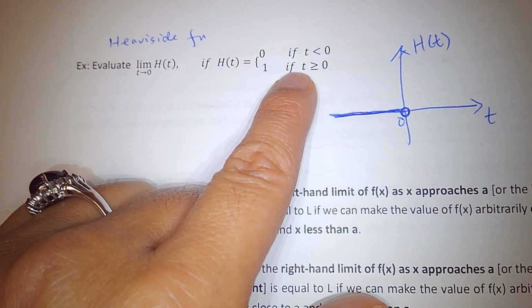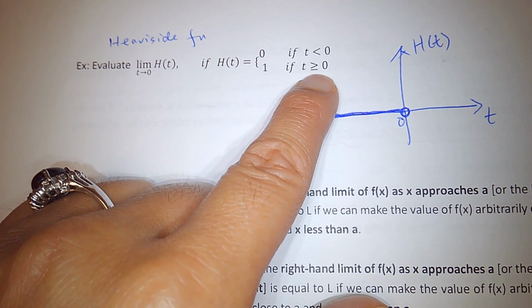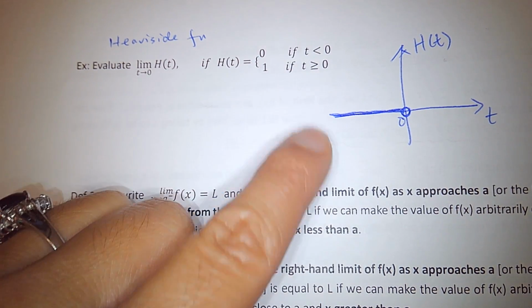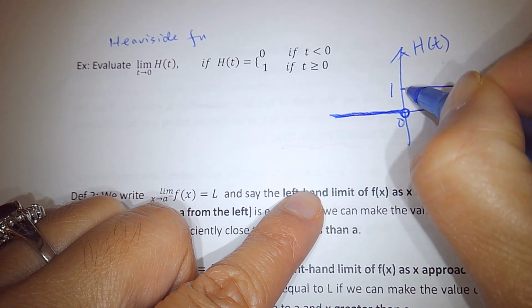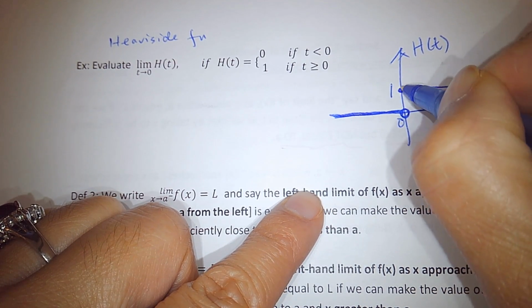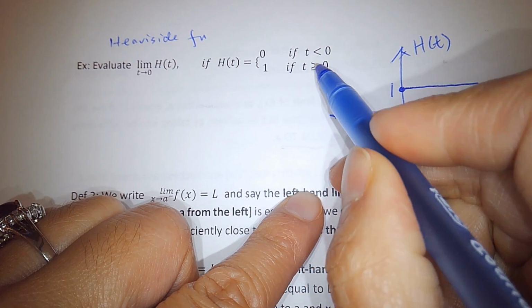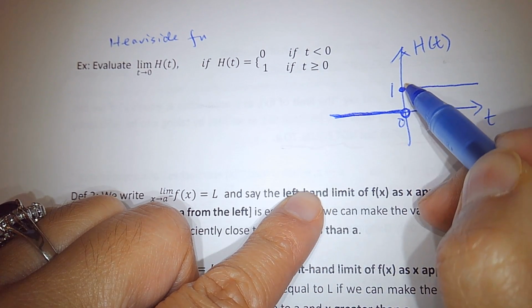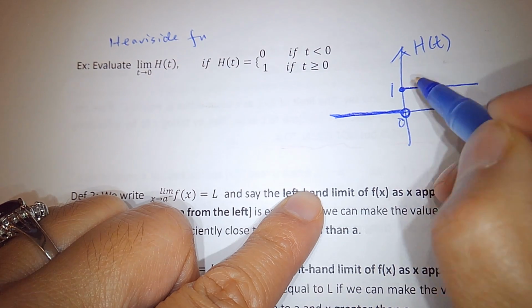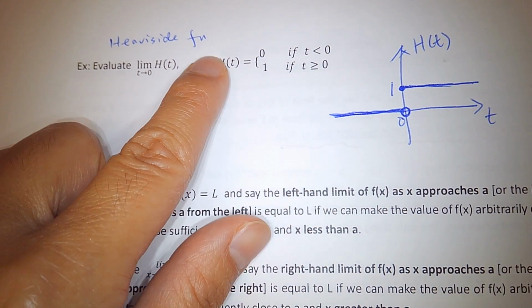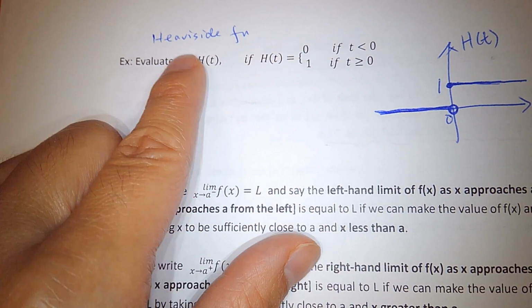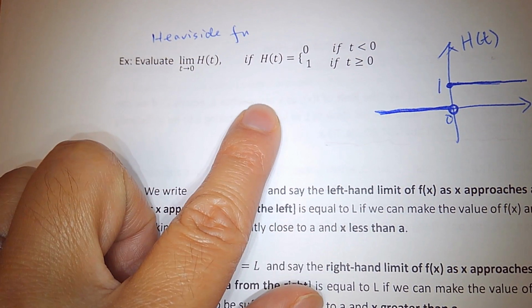How about the other piece? When t is greater than or equal to 0, h equals 1. It's equal to, so you can have it. Here we have to use a closed circle because when t equals 0, h equals 1. So this is the whole picture for the Heaviside function. In the textbook you'll find this function is called a Heaviside function.